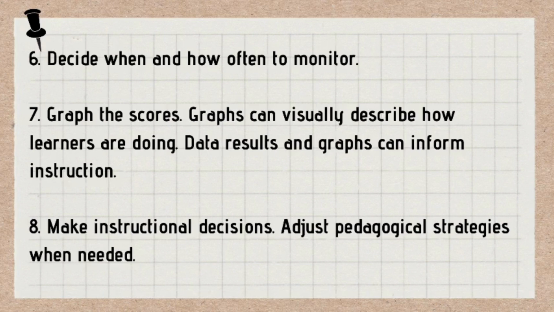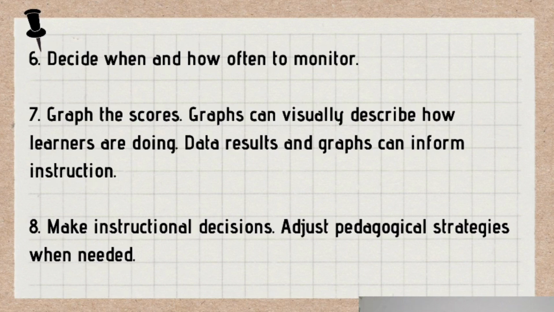So step number 7, graph the scores. Graphs can visually describe how learners are doing. Data results and graphs can inform instructions, like the example I have shown you guys earlier. So, step number 8, make instructional decisions. Adjust pedagogical strategies when needed. Of course, we have to adjust on the students' needs, or the topics relevant for their improvement and so on.